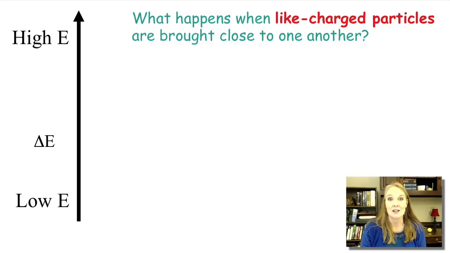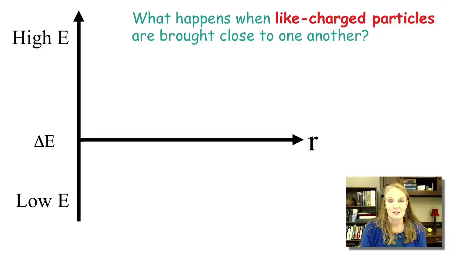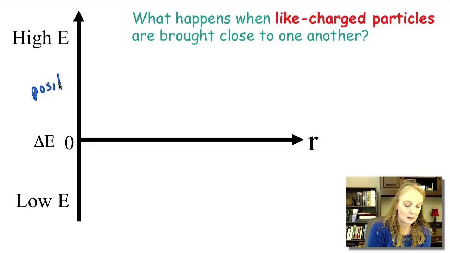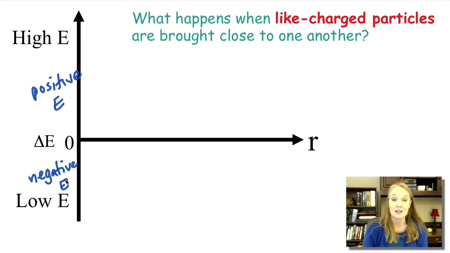Well, we have to start at some distance apart from each other. So the distance here we're going to call r. So small distance is down here. This is low distance, right? This is close. And far apart is over here on the right side of the x-axis. So zero energy happens to be right where I have that x-axis drawn. So I have positive energy up here, and I have negative energy down here. Remember, we can have negative delta E, right? That's what happens when we have a spontaneous process.